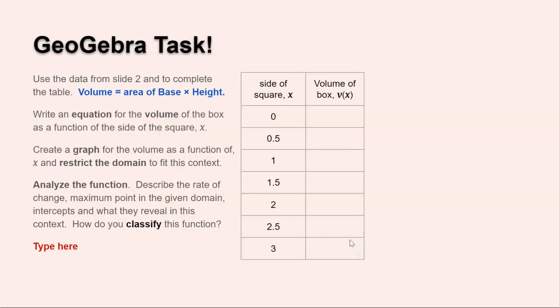Then they're going to continue on and create the volume of the box. Well, they already know the area of the base because they just found it on the previous slide. So they're simply going to multiply those values by these values to get the volume. And they're going to put that here in this table. And then they're going to create another graph of their function.